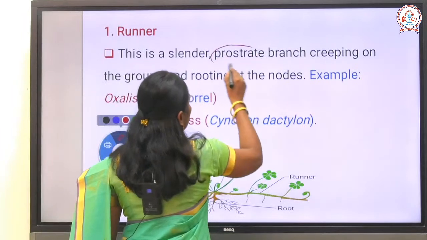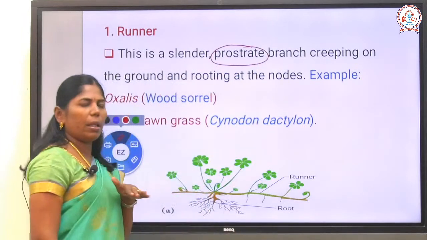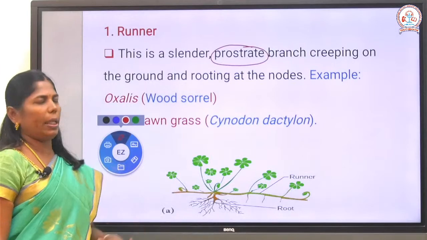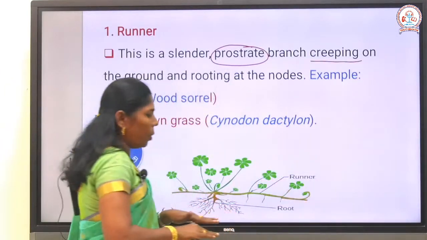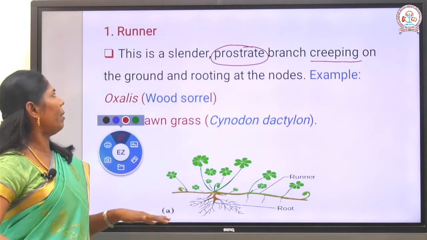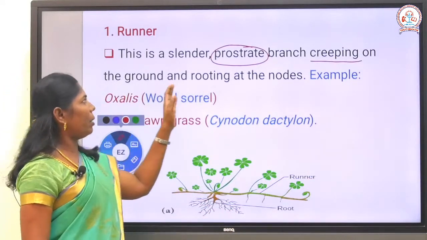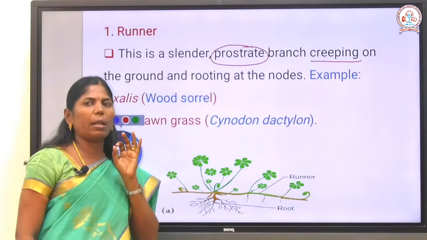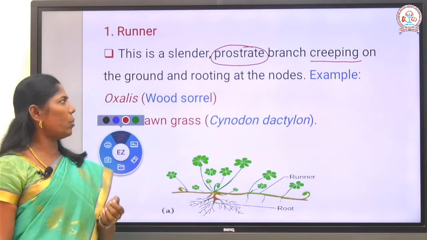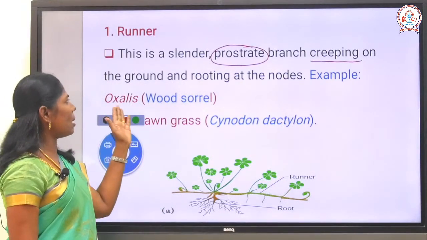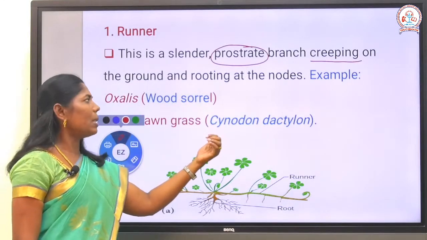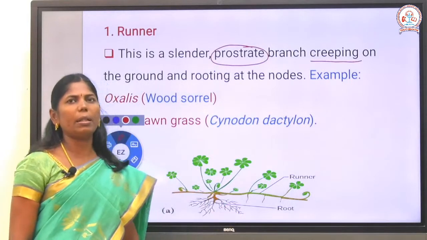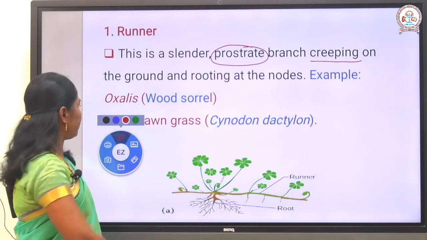Prostrate, lying flat on the surface of the soil. The branch is creeping; creeping means it runs just above the surface of the ground and roots at the nodes. At the nodal regions, roots start to grow. Examples are Oxalis, the wood sorrel, and another one is a grass variety, Cynodon dactylon.